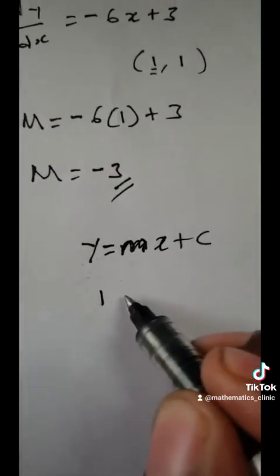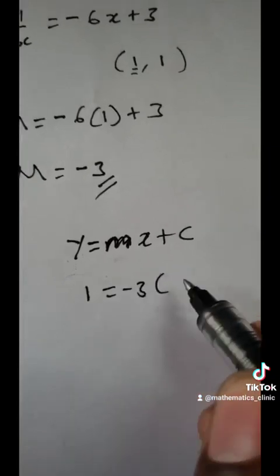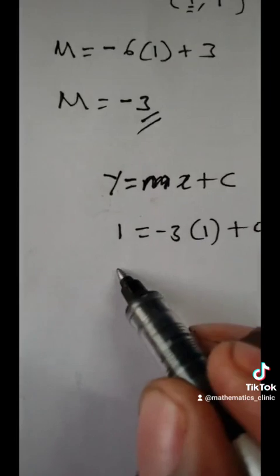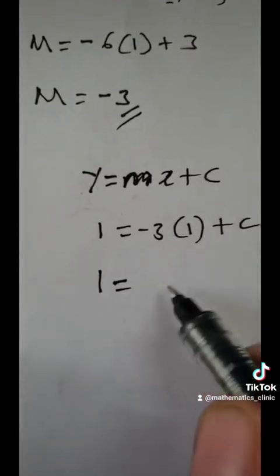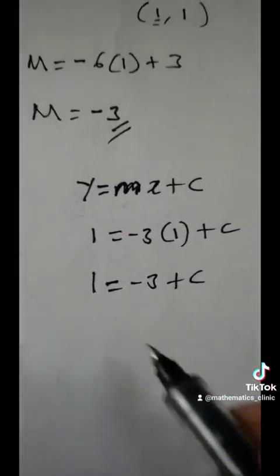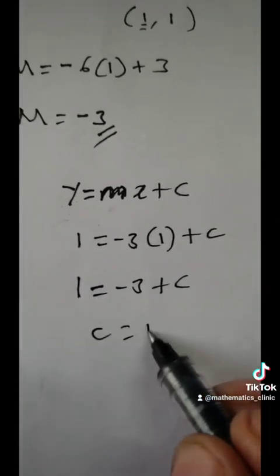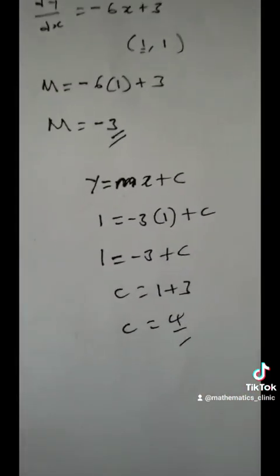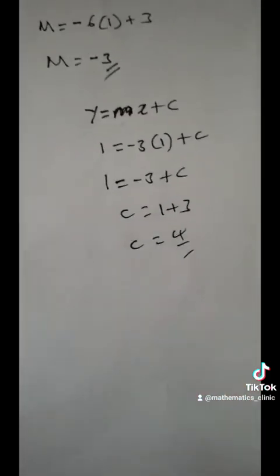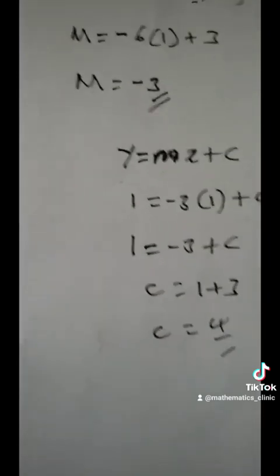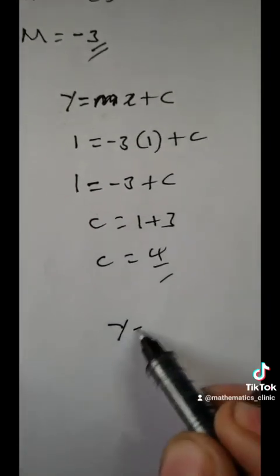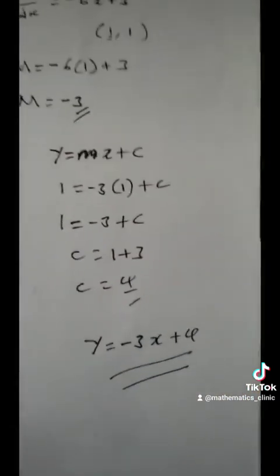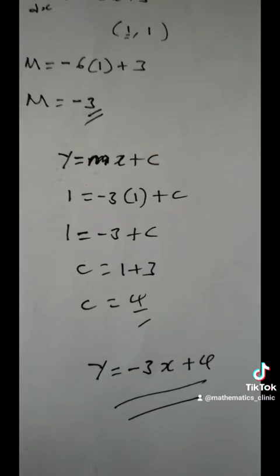Where there is y, I put 1, is equal to my gradient, negative 3, multiplied by 1 for x, plus c, so that I find the y-intercept. So 1 is equal to negative 3 plus c. Then I group the like terms: c is equal to 1 plus 3, so c is equal to 4. Now I've managed to find my y-intercept. So the equation of the tangent will be y is equal to negative 3x plus 4. That is the equation of the tangent.